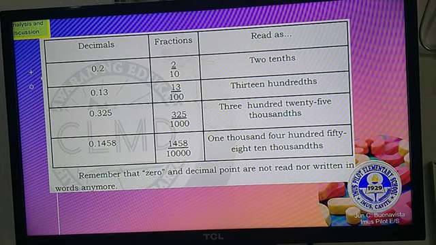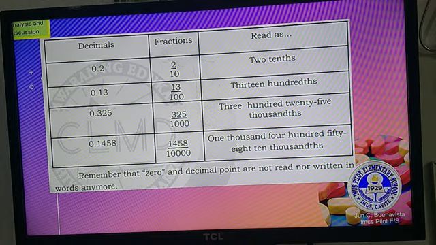Okay, the last one is 1,458 ten thousandths. In our fraction, that is 1,458 over 10,000. So as we read, 1,458 ten thousandths. That is how to read fractions in the decimal. Take note, the fraction in the decimal is the same way in reading. Okay, remember that 0 and the decimal point are not read nor written in words anymore. It is not read as point, but you have to say and.